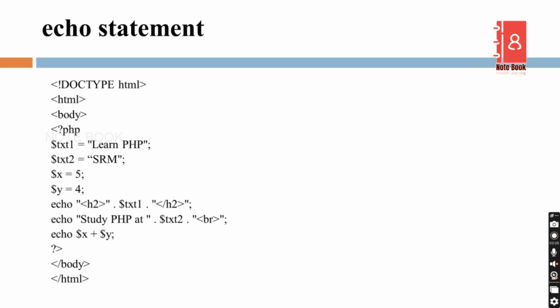You can see this example for the echo statement. Within the PHP script, we have used txt1, txt2, two variables, learn PHP and SRM, and $x equal to 5, $y equal to 4. In the echo statement, first h2, then $txt1, then h2. h2 is nothing but the heading tag, as we know, and the $txt1 will be printed. With another echo statement, study PHP at, and with another echo statement, $x plus $y. This is the usage of the echo statement.